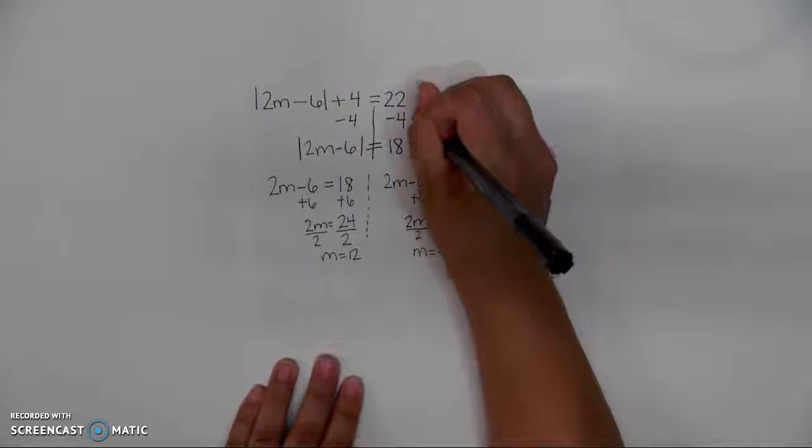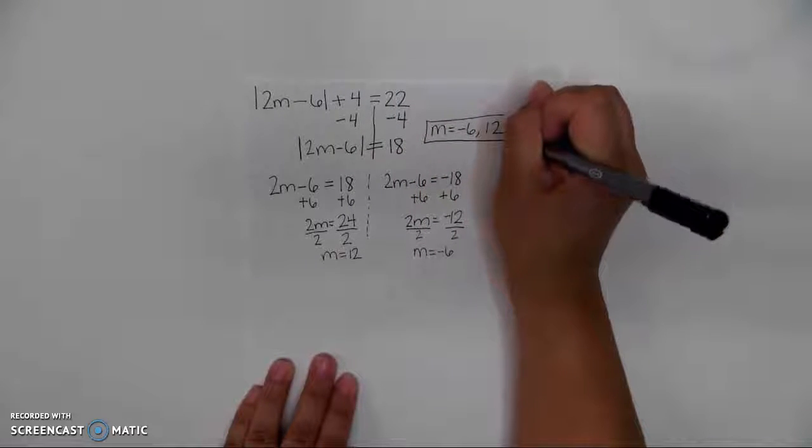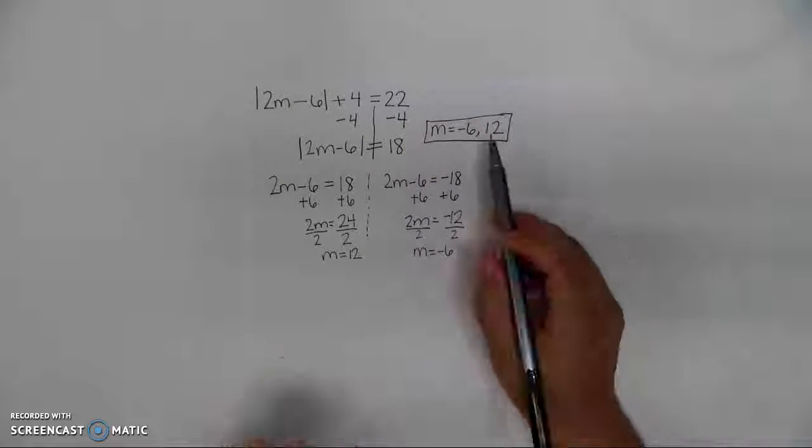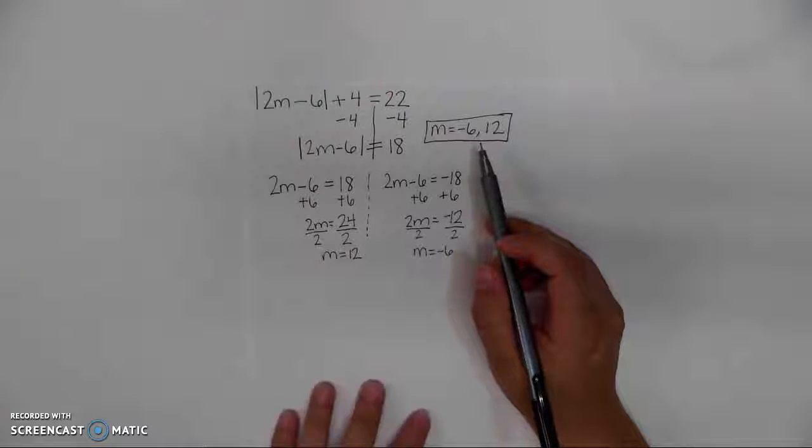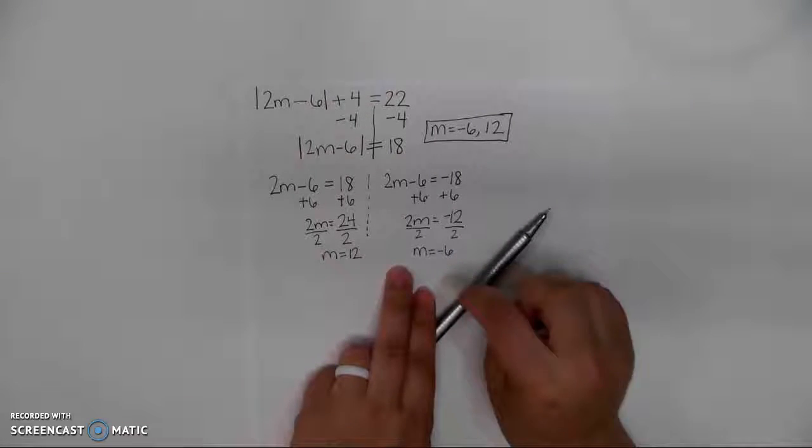I like to list mine in numerical order, but you may do whatever you like as long as you don't write it as an ordered pair. All right, I hope that cleared things up for you.